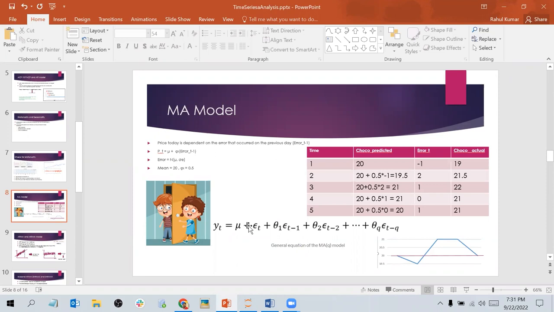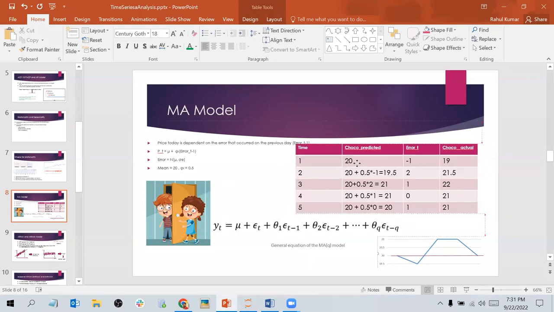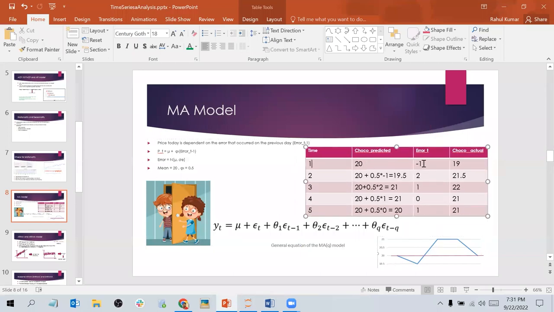Okay, let's take this example. You see a girl here, she's asking the guy to get chocolates every day. So at different time instances, at time instance one, the guy gets 20 chocolates. And there is an error of -1. Now the girl is telling him that your actual chocolates should have been 19.